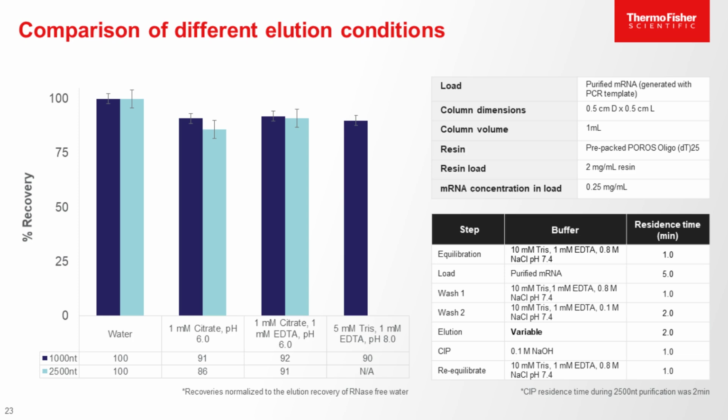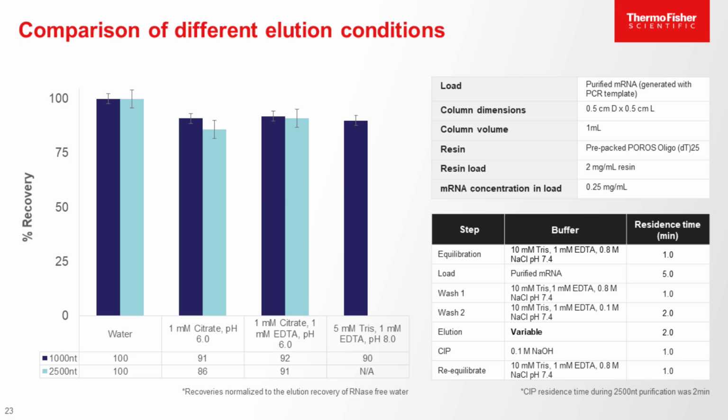We used our porous oligo-DT pre-packed column, and we loaded a purified mRNA, which was generated by a PCR template. We did a resin load of 2 mg per ml of resin, and the mRNA concentration in the load was 0.2 mg per ml.